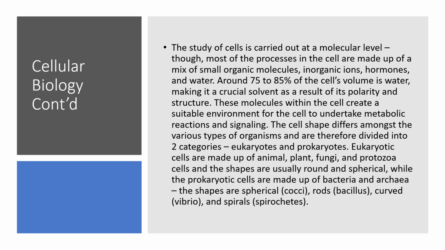Eukaryotic cells are made up of animal, plant, fungi, and protozoa cells, and the shapes are usually round and spherical, while prokaryotic cells are made up of bacteria and archaea. The shapes are spherical, such as the cocci, the rods, bacilli, the curved, vibrio, and the spirals, spirilla.